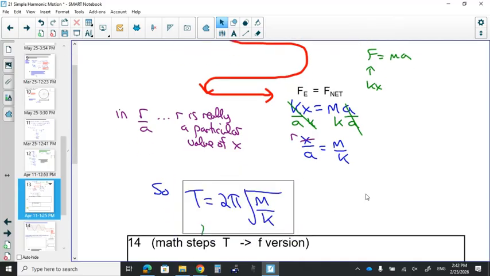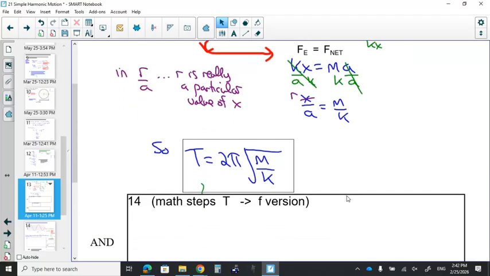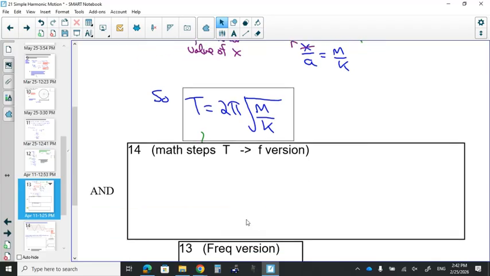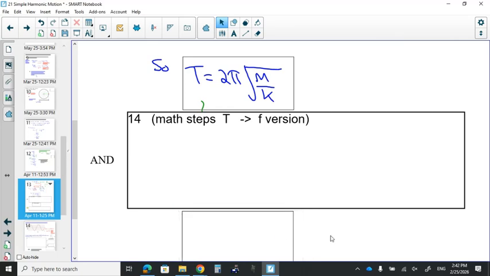And so we end up with this equation. The period of a mass bobbing up and down on a spring is 2 pi times the root of m over k, where m is the mass, the thing on the spring, and k is the spring constant. And if we were to show some math steps, we get the frequency version of this as well.